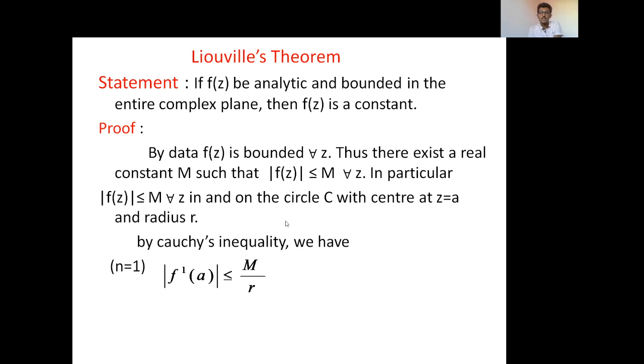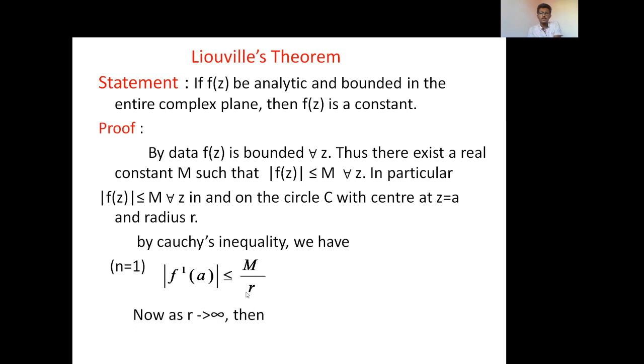But we applied this for a circle with center z equal to a and radius r. Since f(z) is analytic and bounded in the entire complex plane, we extend this to the entire complex plane. How? As the radius tends to infinity, we cover the entire complex plane. Hence, as r tends to infinity, |f'(a)| is less than or equal to M divided by r. This is true by Cauchy's inequality.